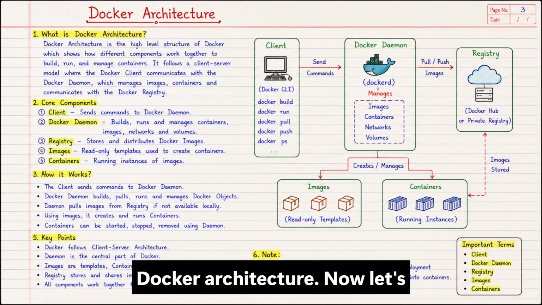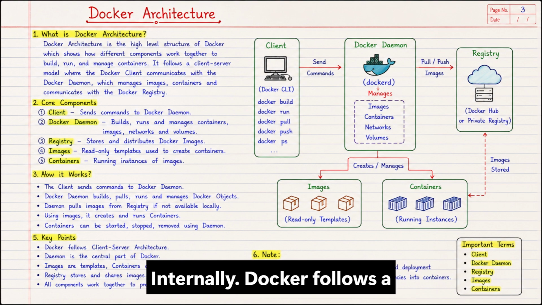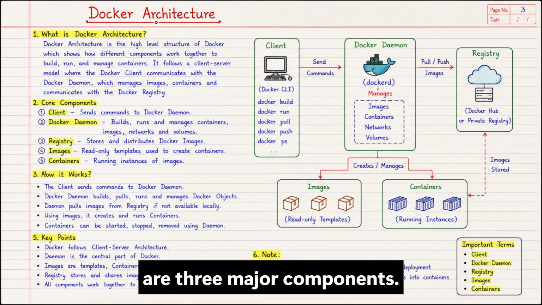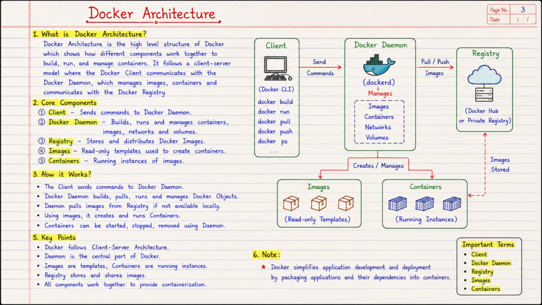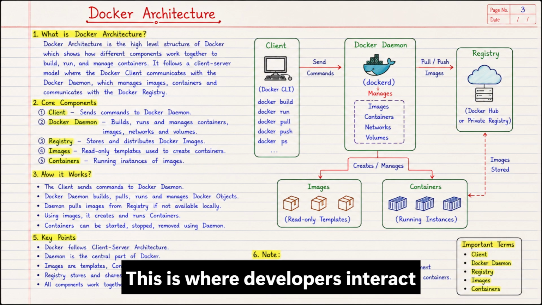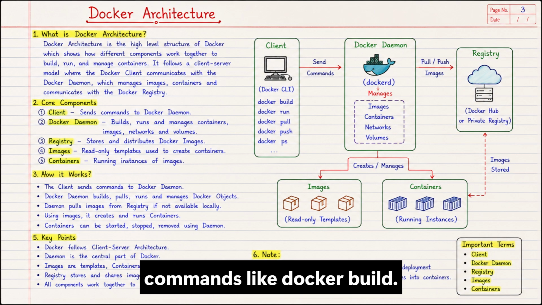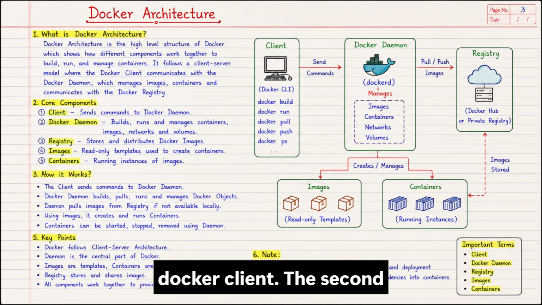Docker architecture. Now let's understand how Docker works internally. Docker follows a client-server architecture. There are three major components. The first component is the Docker client. This is where developers interact with Docker. Whenever we run commands like Docker build, Docker run, Docker pull, we are actually communicating through the Docker client.